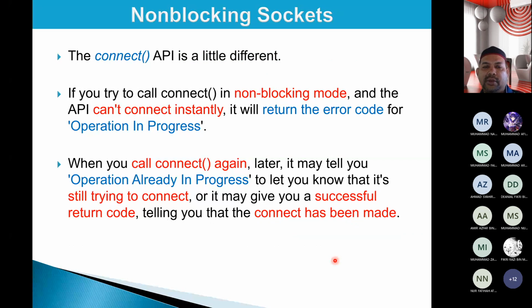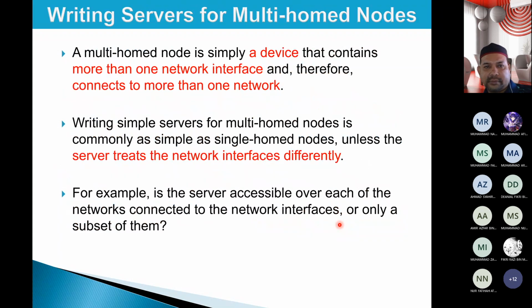Okay, contohnya kita pakai connect API is a little different. If you try the call connect in non-blocking mode and the API cannot connect instantly, it will return the error code. Okay, kita try buat tapi akan ada return error. Nama dia operation in progress. When you call connect again later, it may tell you operation already in progress to let you know that it's still trying to connect, or it may give you a successful return code telling you that the connect has been made. Boleh buat non-blocking.